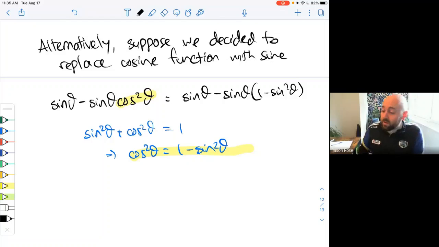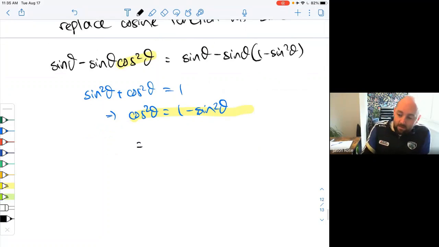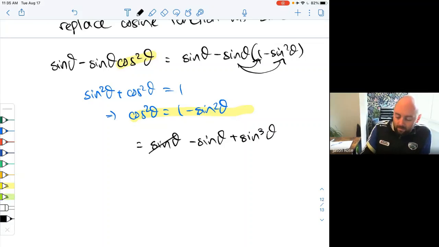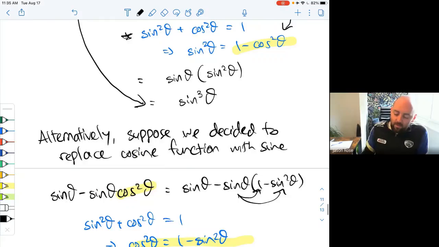Now it looks worse right now, but we can multiply out the brackets then. So I can say that this is sine theta times 1, and then sine theta times negative sine squared theta. These are going to cancel, and then we just have sine cubed theta. So we get the same answer. Up here we got sine cubed theta as well.